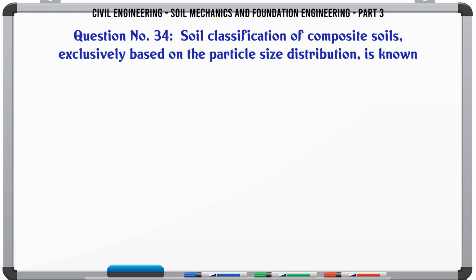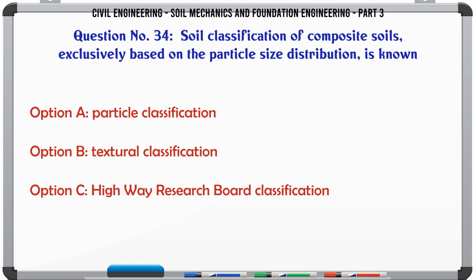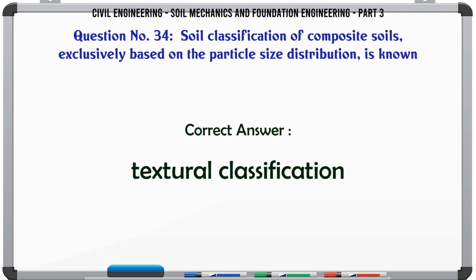Soil classification of composite soils exclusively based on the particle size distribution is known as: A. Particle classification, B. Textural classification, C. Highway Research Board classification, D. Unified soil classification. The correct answer is textural classification.